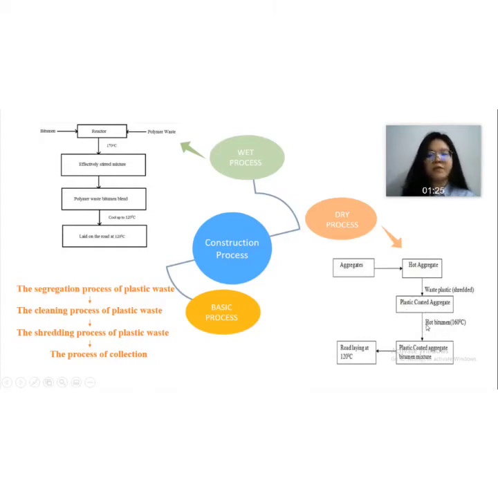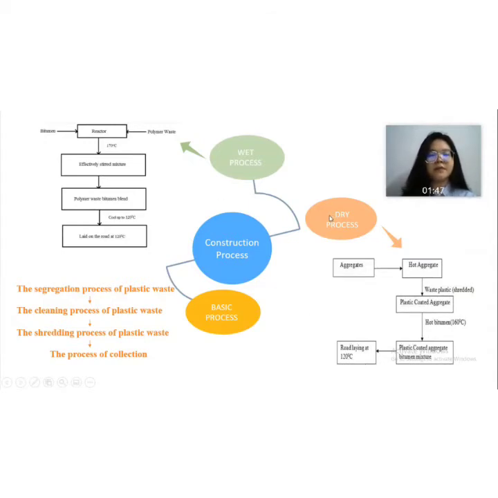To prevent poor bonding, the bitumen will be heated to 160 degrees Celsius and poured into the mixing chamber, and it will form the plastic coated aggregate bitumen mixture. And lastly, the road will be laid at 120 degrees Celsius.